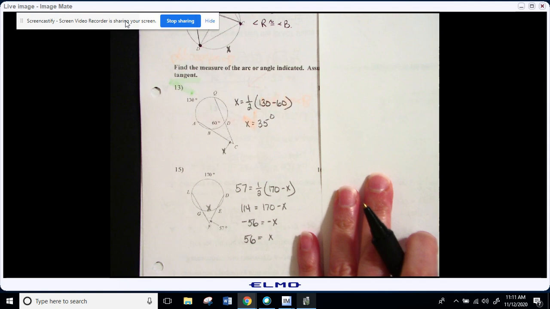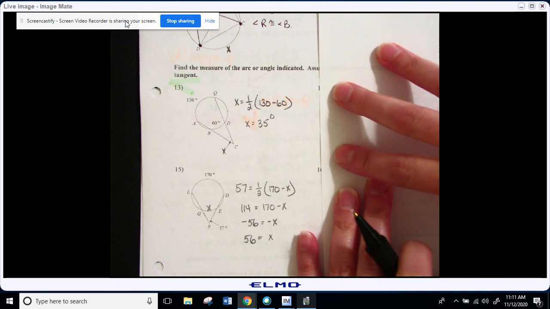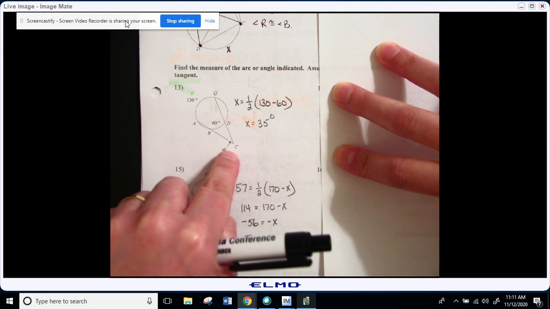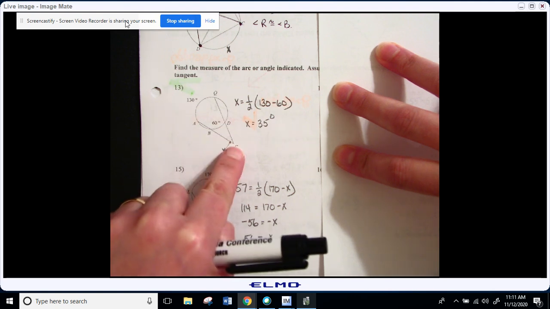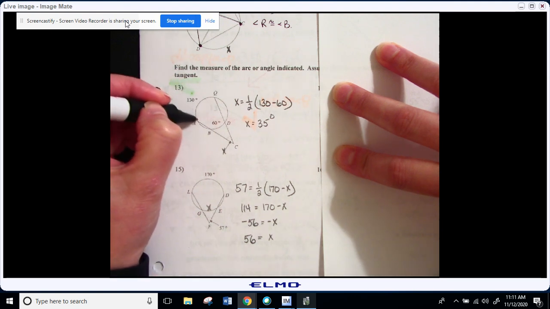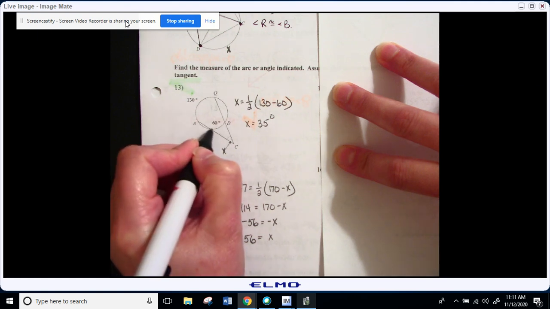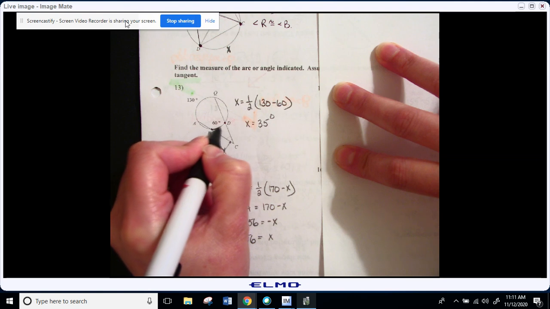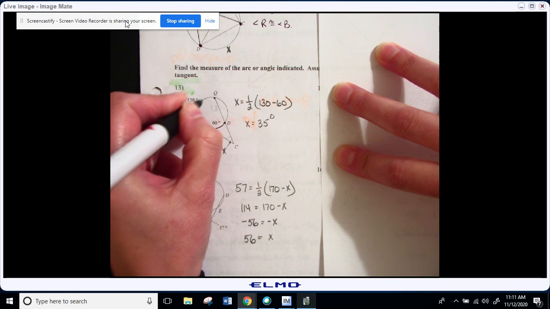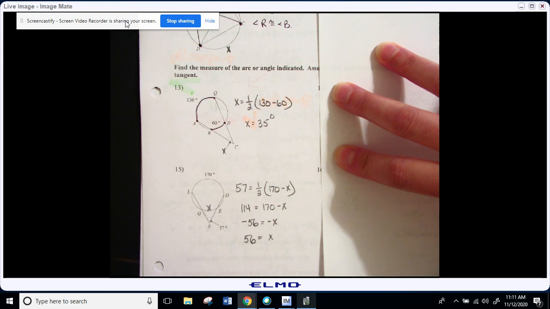All right, 13 and 15 say find the measure of the arc or angle indicated and assume that tangents are tangent. If they look like a tangent, they're tangent. My angle is outside. If it's outside, then I know I've got an arc here that's a big arc, 130, minus a little arc right here, which is 60, because see how it touches here and here? So there's my little arc. And then it touches again from here to here. There's your big arc. So 130 minus 60, take half of that, and your answer would be 35.